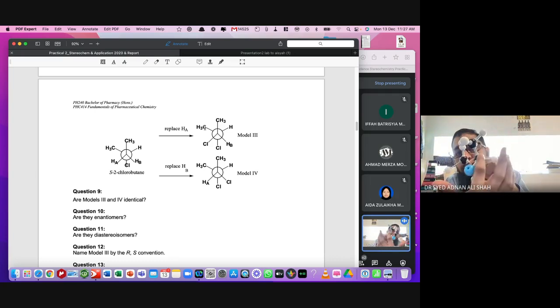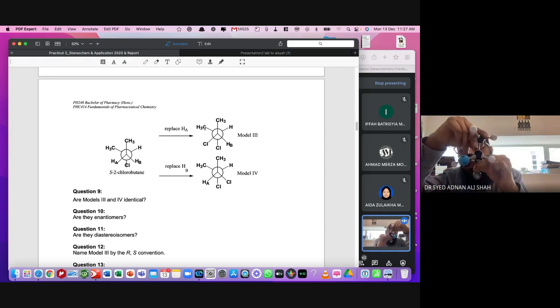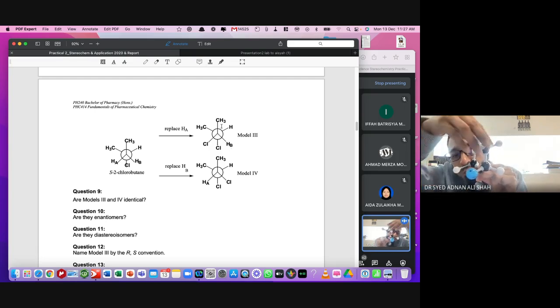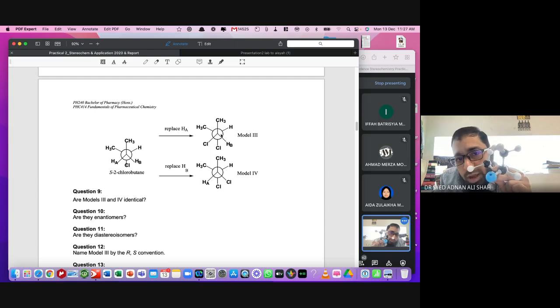Understand? So this is the Newman projection, the 3D model of the Newman projection of this molecule, model 3. This carbon is this one, right? And then this hydrogen is Hb, and this one is methyl at the top, and at the side there is a chloride. And at the back, this one is hydrogen.